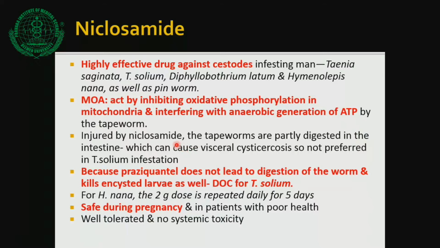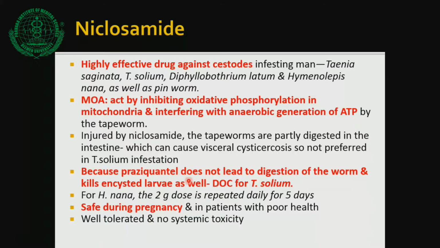Because of this, when the worms are injured by Niclosamide, the tapeworms are partly digested in the intestine. You can remember the Niclo. Because of digestion of the tapeworm in the intestine, they may cause visceral cysticercosis. If these tapeworms are digested in the intestine and are still alive, they can migrate to the viscera or tissue, and that may be responsible for visceral cysticercosis. So this is a disadvantage with Niclosamide, and that's why it is not preferred in Taenia solium infestation.